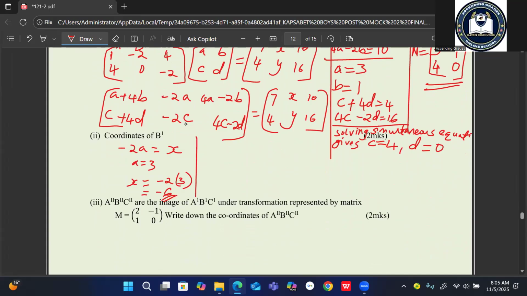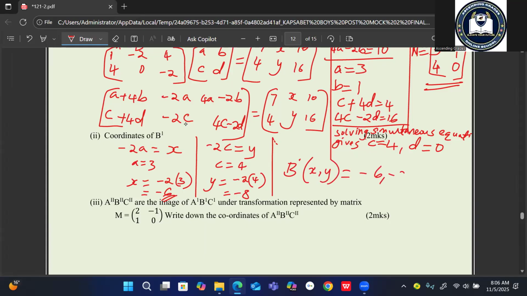And negative 2C was equal to Y, but our C was 4. So Y is equal to negative 2 into 4, which gives us negative 8. Therefore, the coordinates of B prime, which was X, Y, become negative 6, negative 8. Very simple and clear.